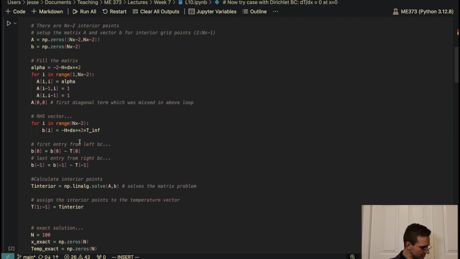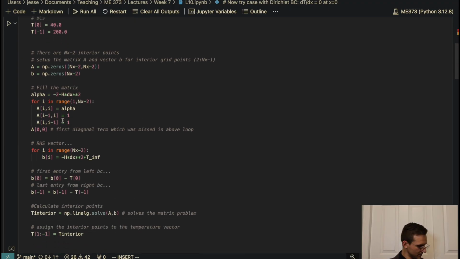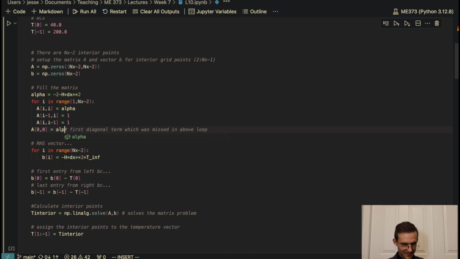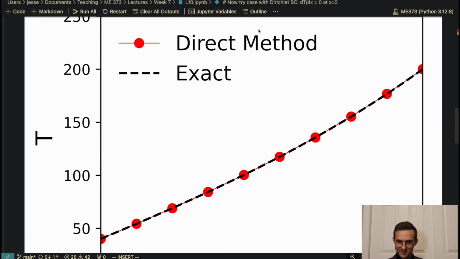Xt, T 200 and 40. That's all right. Let's see. T infinity is the same as before. And the I in range from 1 to nx minus 2, that's correct. Oh, see, of course. I forgot to actually finish this line here where we set that first diagonal term. So you can see just that simple error caused a mistake there.